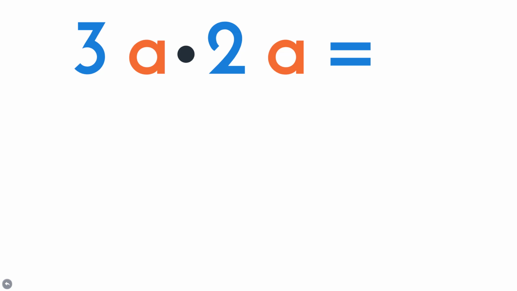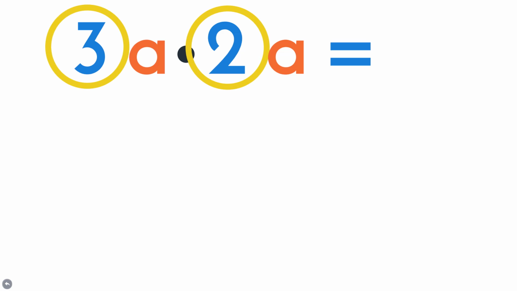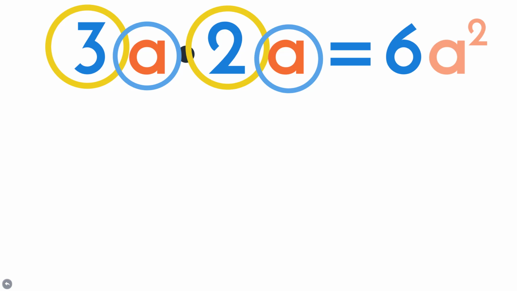Example number 3. 3a times 2a. The same goes with 3 and 2. We just multiply them, which equals 6. As for the variables, because we have the same variable in both of the terms, a times a is equal to a squared, which makes the result of the calculation 6a squared. Note that the only thing that is squared is the variable a.